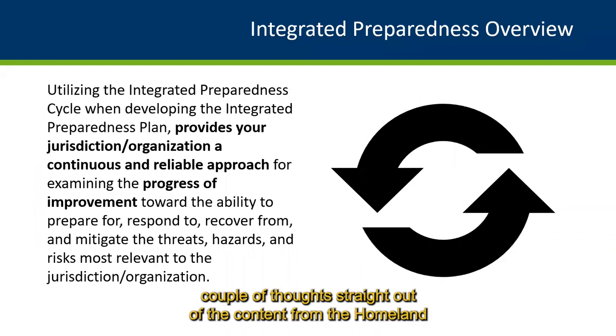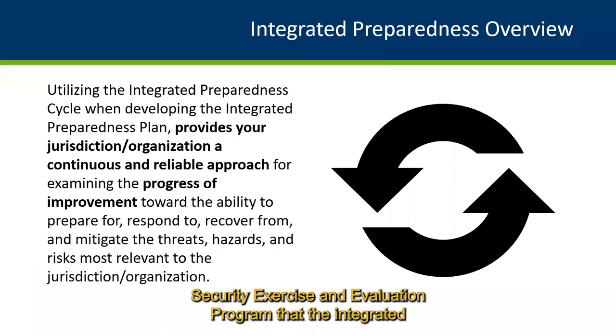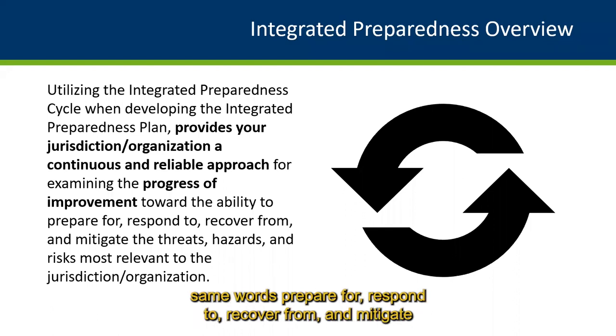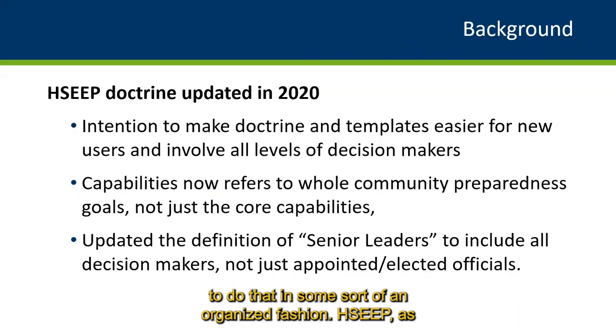So again, just a couple of thoughts straight out of the content from the Homeland Security Exercise and Evaluation Program, that the Integrated Preparedness Cycle, as this says, provides your jurisdiction a continuous and reliable approach to examine the progress of improvement toward the ability, and then we can say those same words, prepare for, respond to, recover from, and mitigate the threats, hazards, and risks most relevant to your organization. In other words, we just need to talk together about how we're going to plan and respond and recover from events, and we need to do that in some sort of organized fashion.